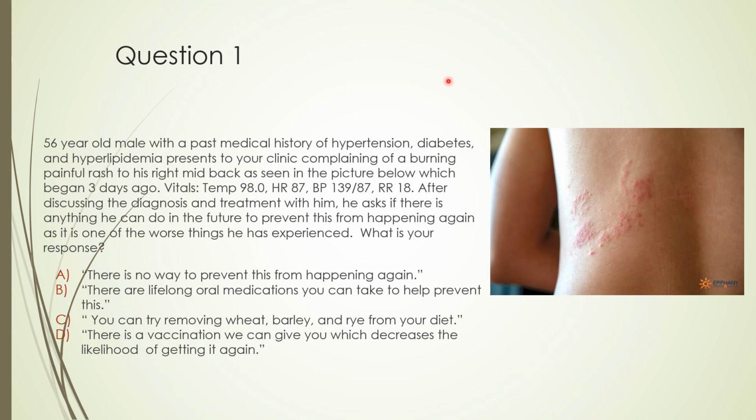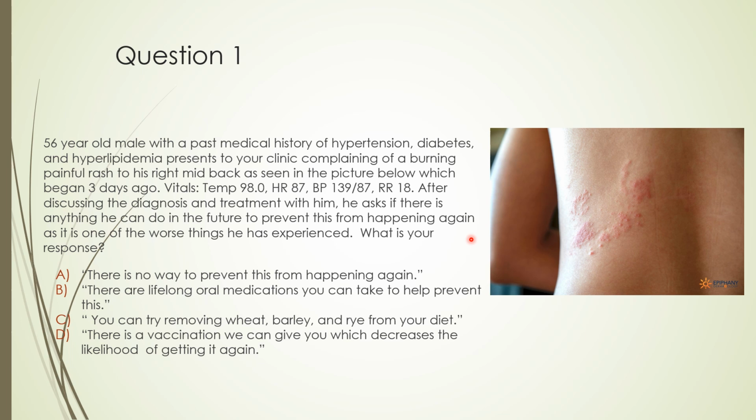Now we'll have some questions to test your knowledge regarding the vaccinations. Here we have a 56-year-old male with a past medical history of hypertension, diabetes, and hyperlipidemia. He presents to your clinic complaining of a burning, painful rash to his right mid-back, as seen in the picture below, which began 3 days ago. His vitals are stable, and after discussing the diagnosis and treatment with him, he asks if there's anything he can do in the future to prevent this from happening again, as it is one of the worst things he's ever experienced. What is your response?